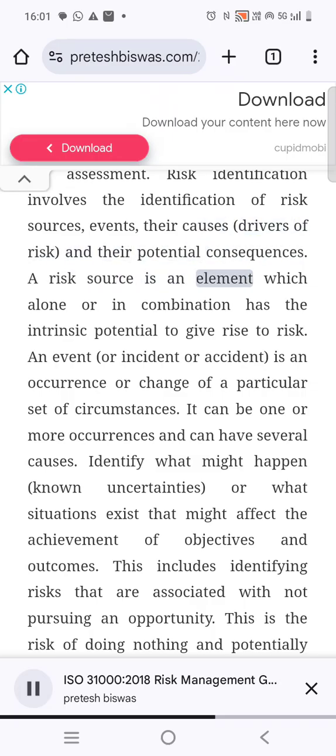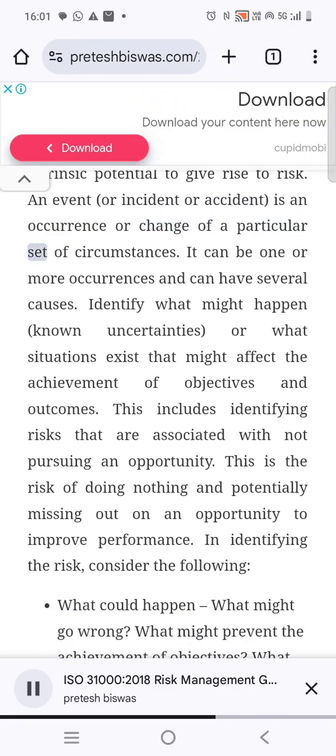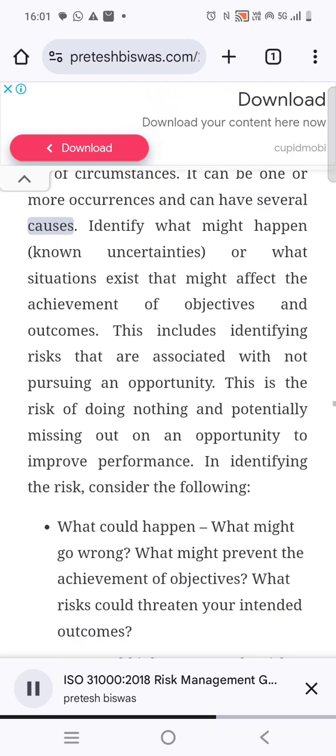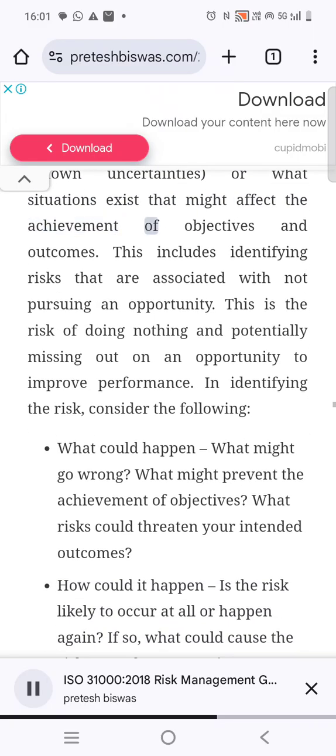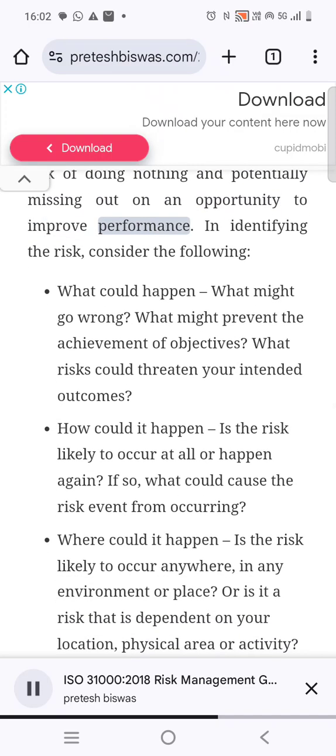A risk source is an element which alone or in combination has the intrinsic potential to give rise to risk. An event, or incident or accident, is an occurrence or change of a particular set of circumstances. It can be one or more occurrences and can have several causes. Identify what might happen, known uncertainties, or what situations exist that might affect the achievement of objectives and outcomes. This includes identifying risks that are associated with not pursuing an opportunity. This is the risk of doing nothing and potentially missing out on an opportunity to improve performance.